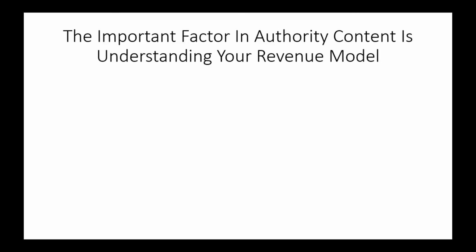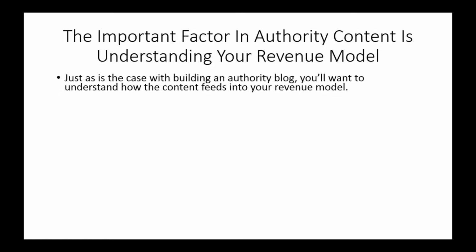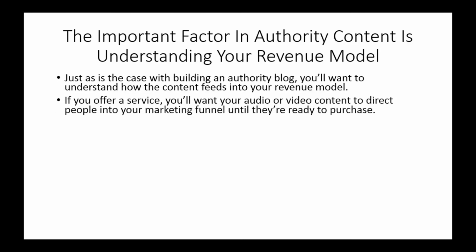Now, the most important factor in your authority content model is going to be your revenue. And what do we mean by that? Well, you will want to understand how the content that you're doing feeds people into getting them in position to buy. Ultimately, when you're looking at this, you want to try to figure out what you primarily offer. What is it that you primarily sell?